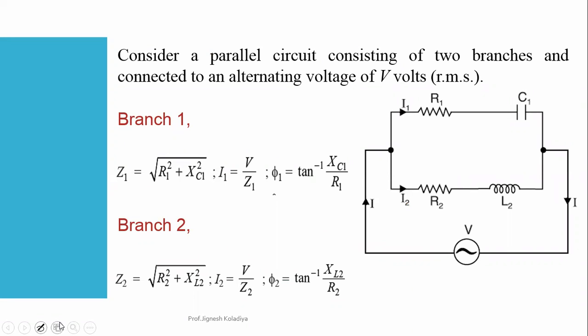So I'm just taking one example so that you can understand. Consider a parallel circuit which consists of 2 branches and is connected to an alternating voltage V. In one branch, R and C are connected in series. In the second branch, R and L are connected in series, and both these branches are then connected in parallel.